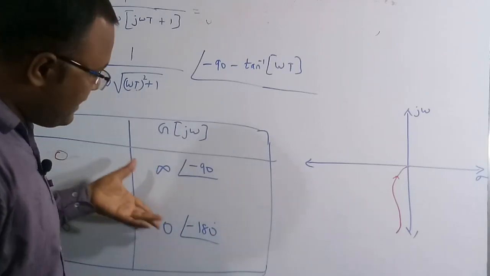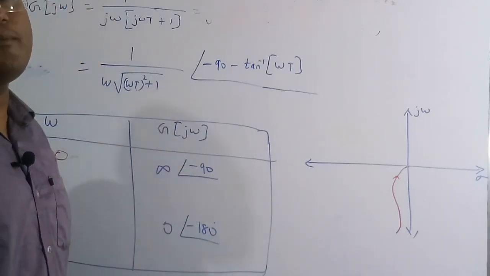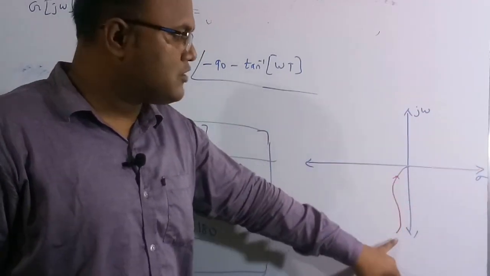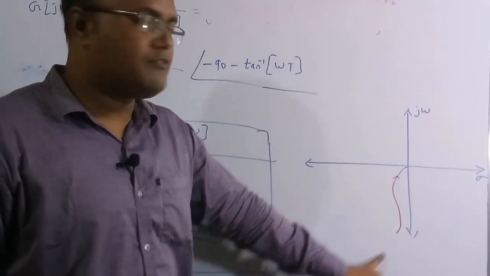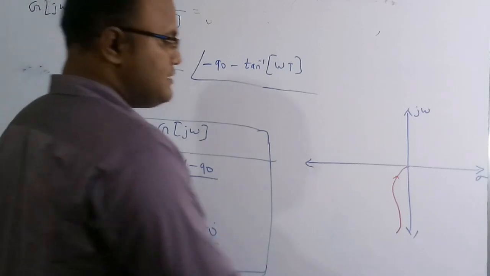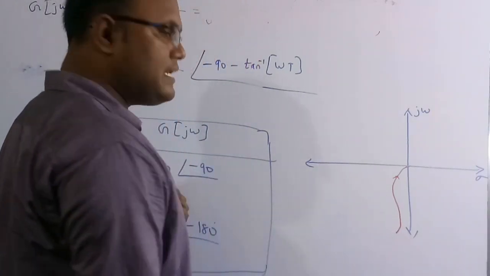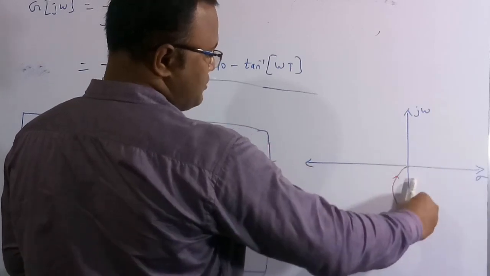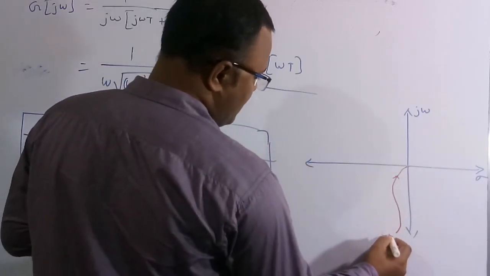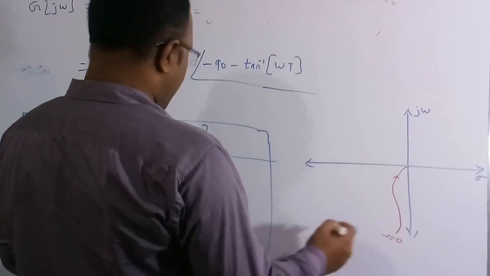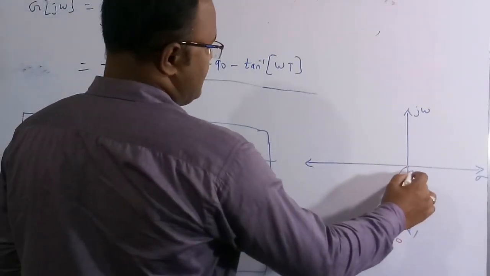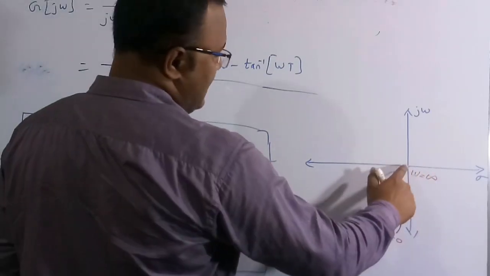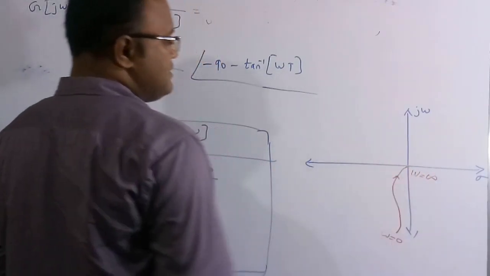Now on the basis of this I want to draw the polar plot of G(j omega). I want to know the magnitude part. The magnitude here is infinity at an angle of minus 90. Infinity at an angle of minus 90 means clockwise, so this is at omega equal to 0. And at omega equal to infinity we get 0 at an angle of minus 180. So 0 means the magnitude is 0 and the angle is minus 180.